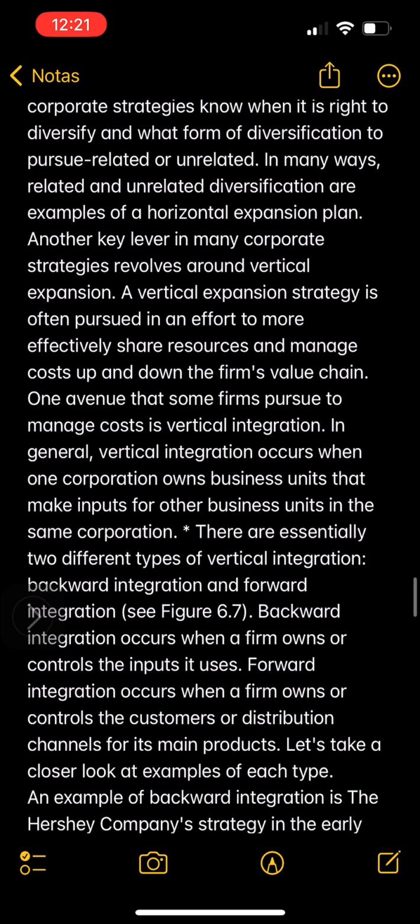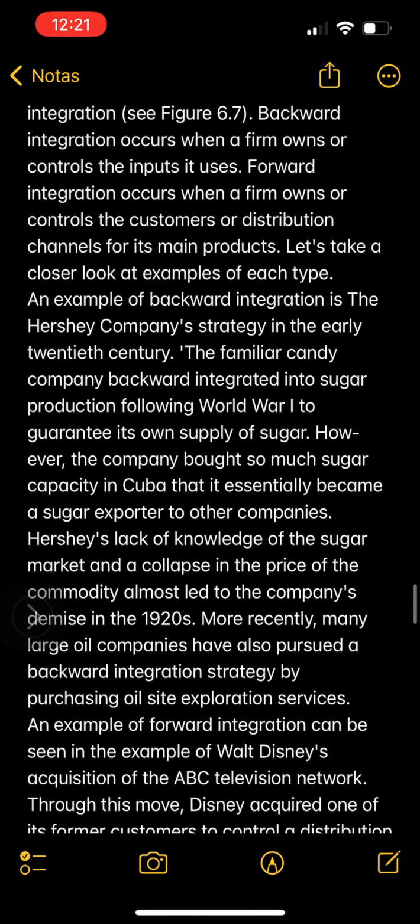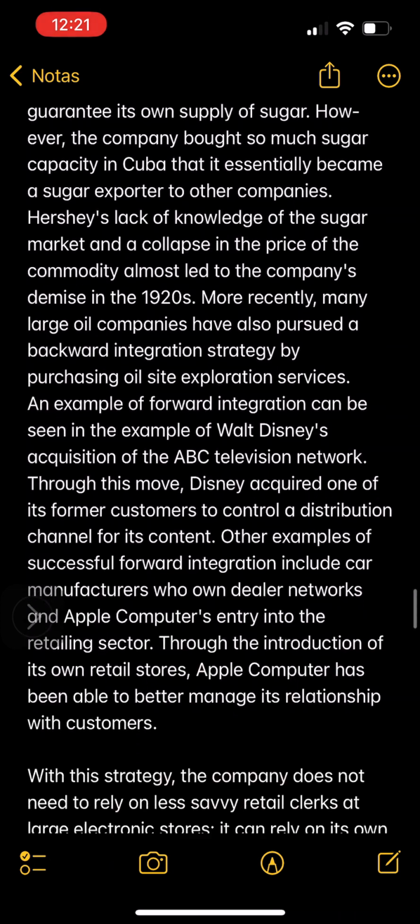An example of backward integration is the Hershey Company's strategy in the early 20th century. The familiar candy company backward integrated into sugar production following World War I to guarantee its own supply of sugar. However, the company bought so much sugar capacity in Cuba that it essentially became a sugar exporter to other companies. Hershey's lack of knowledge of the sugar market and a collapse in the price of the commodity almost led to the company's demise in the 1920s. More recently, many large oil companies have also pursued a backward integration strategy by purchasing oil site exploration services.